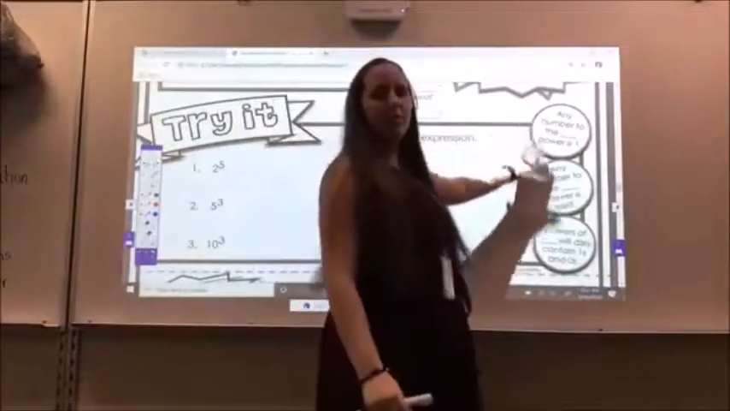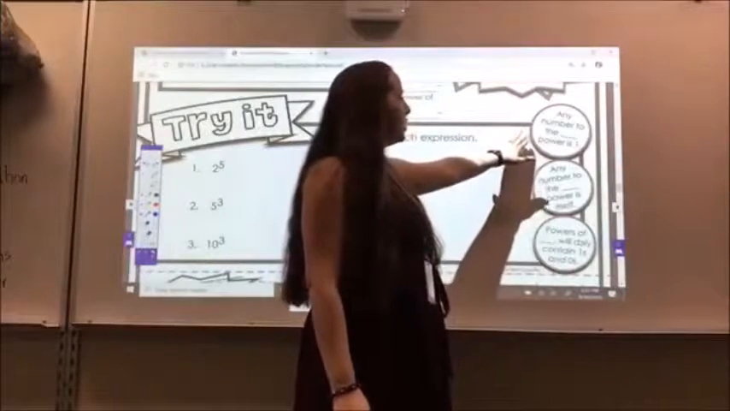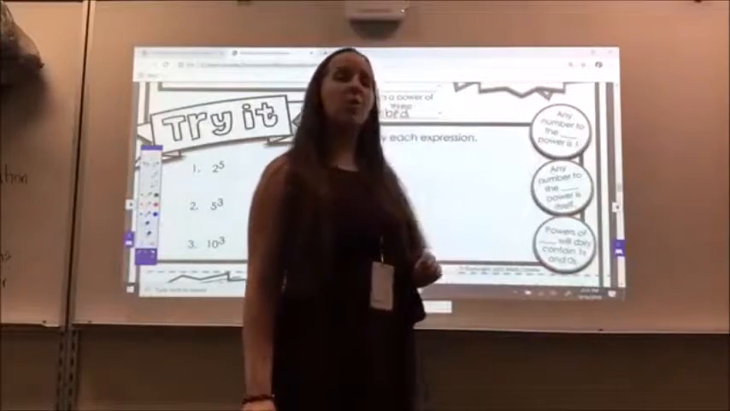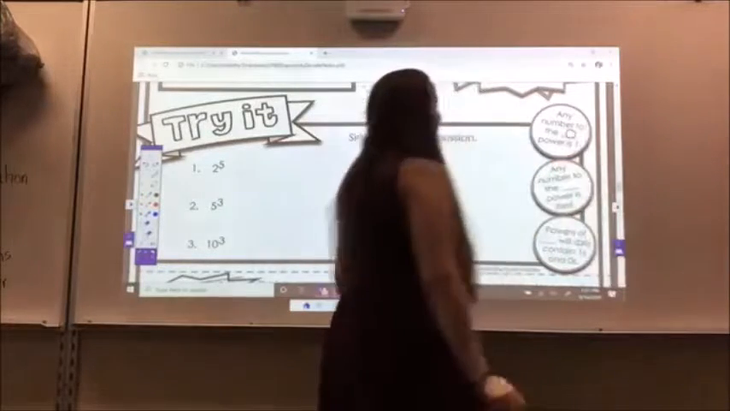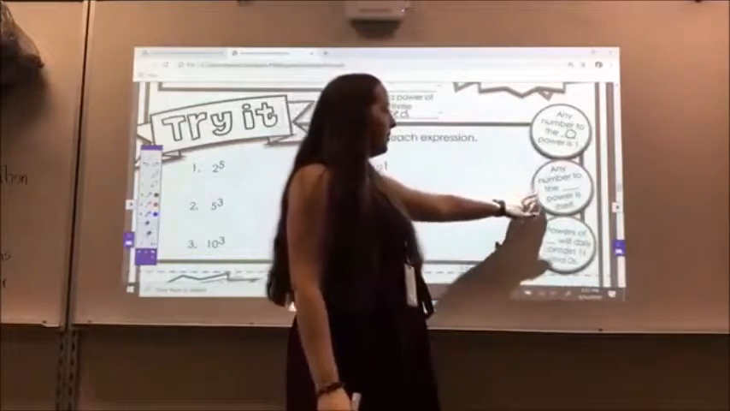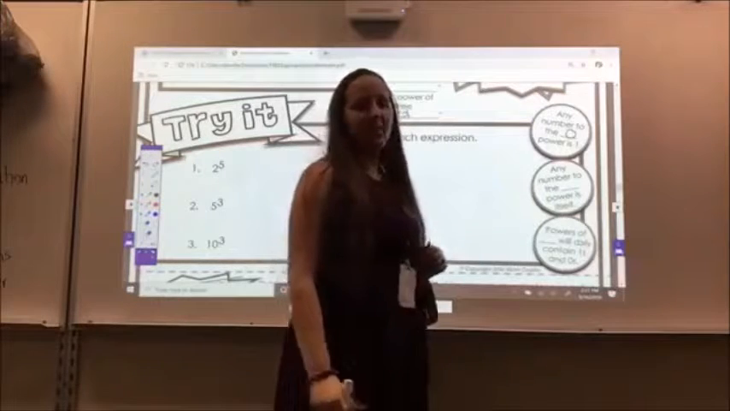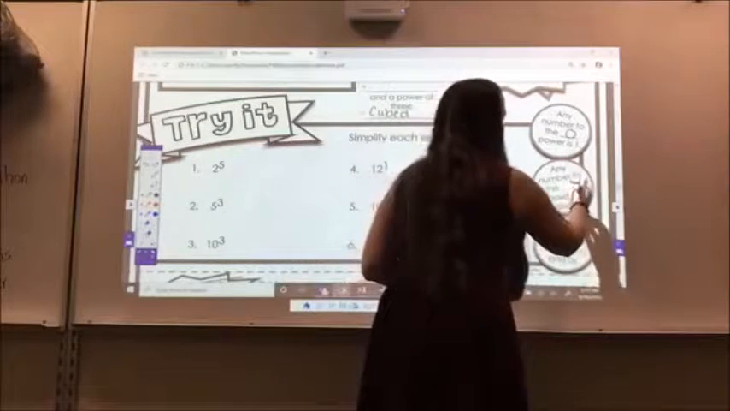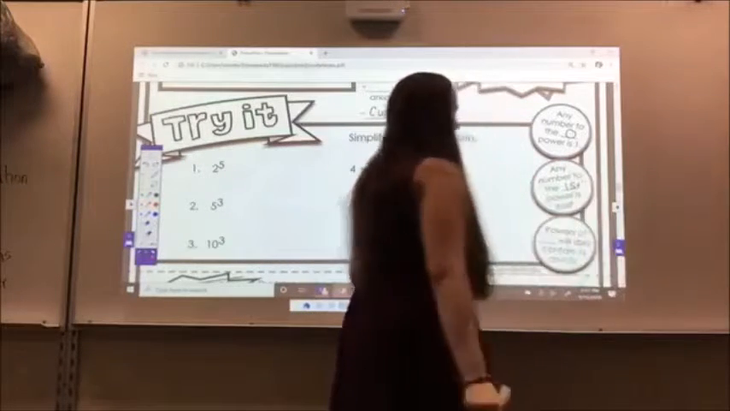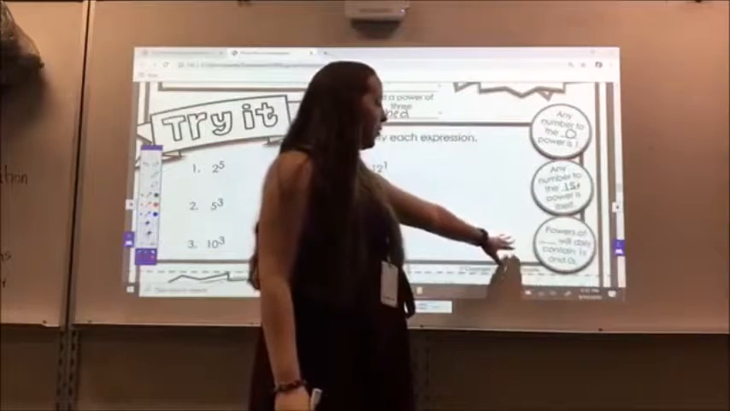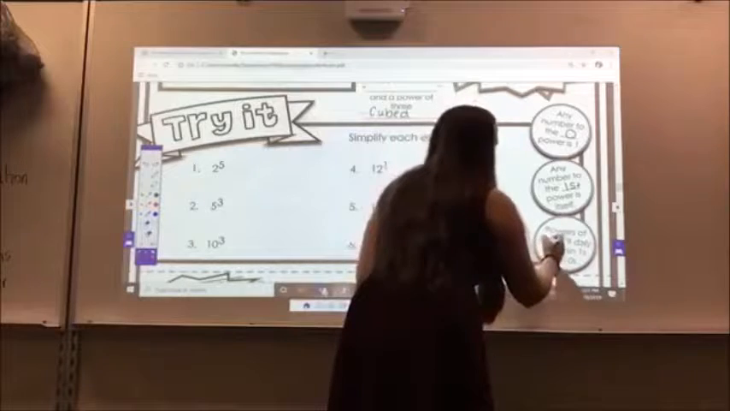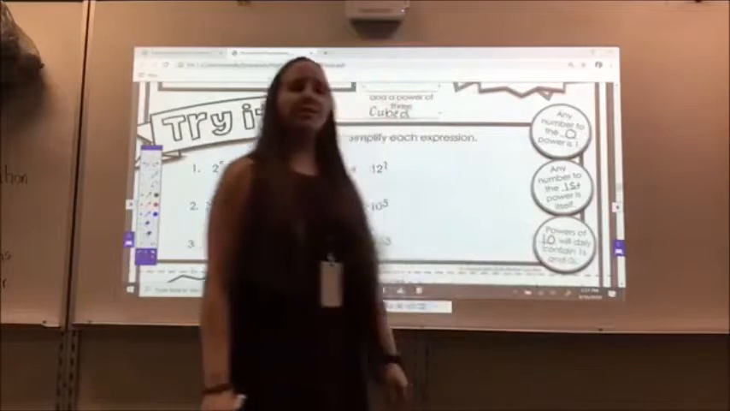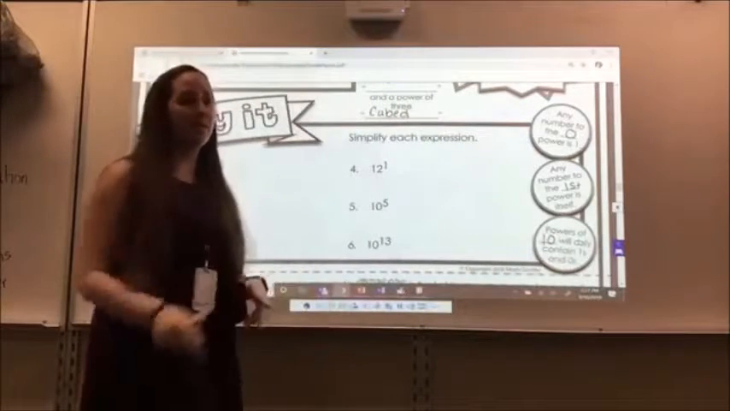So in these three right here, we have any number to the blank power is 1. In that one, you're going to write 0. Any number to the blank power is itself. So anything to the first power is itself. And powers of blank will only contain 1s and 0s. That one's going to be 10. So any powers of 10 will only contain 1s and 0s.